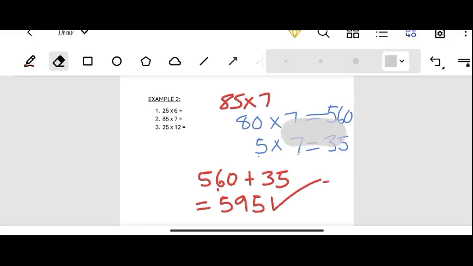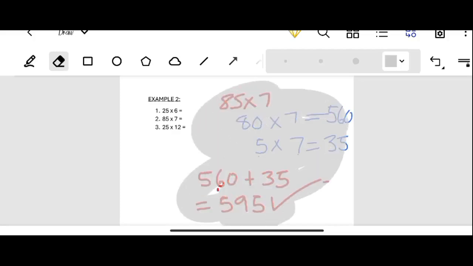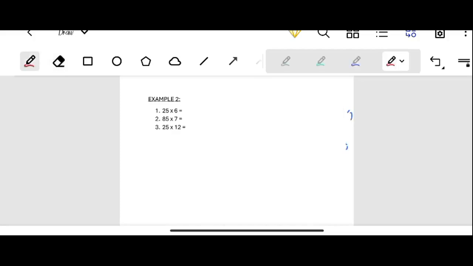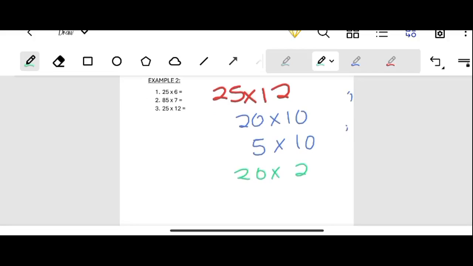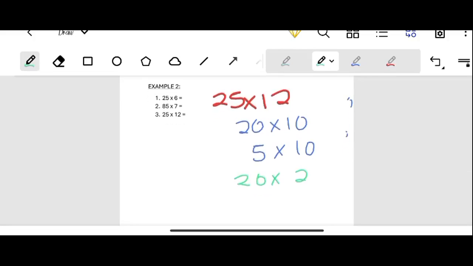So the next one that we're looking at is number 3. Number 3 says 25 multiplied by 12. What do you do? You divide. So you're going to have your 20 multiplied by 10. Right? The next one, you have 5 multiplied by 10. Okay, let me change my color. Now we're going to have 20 multiplied by 2. Okay, the next one is 5 multiplied by the 2.